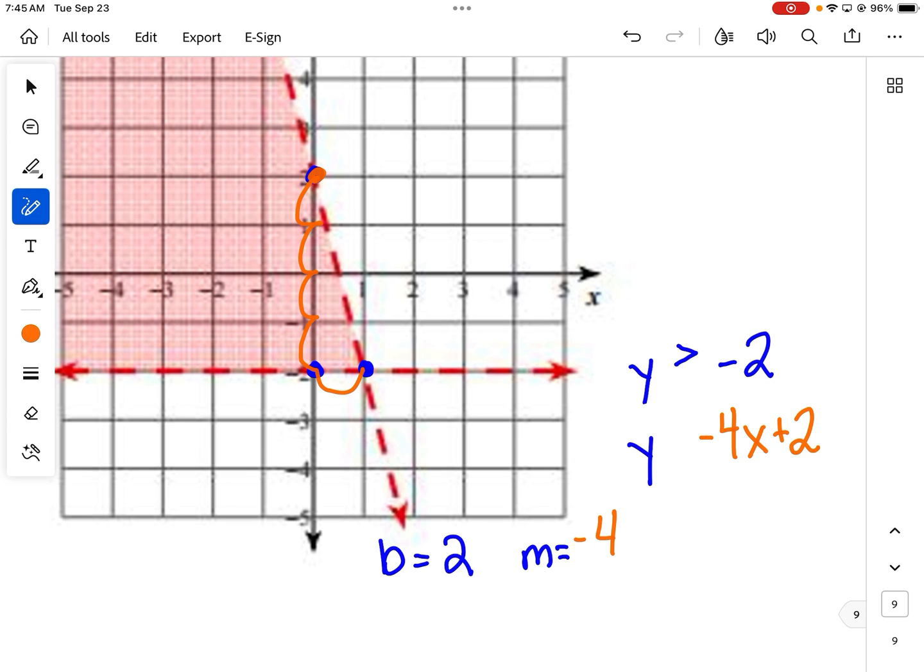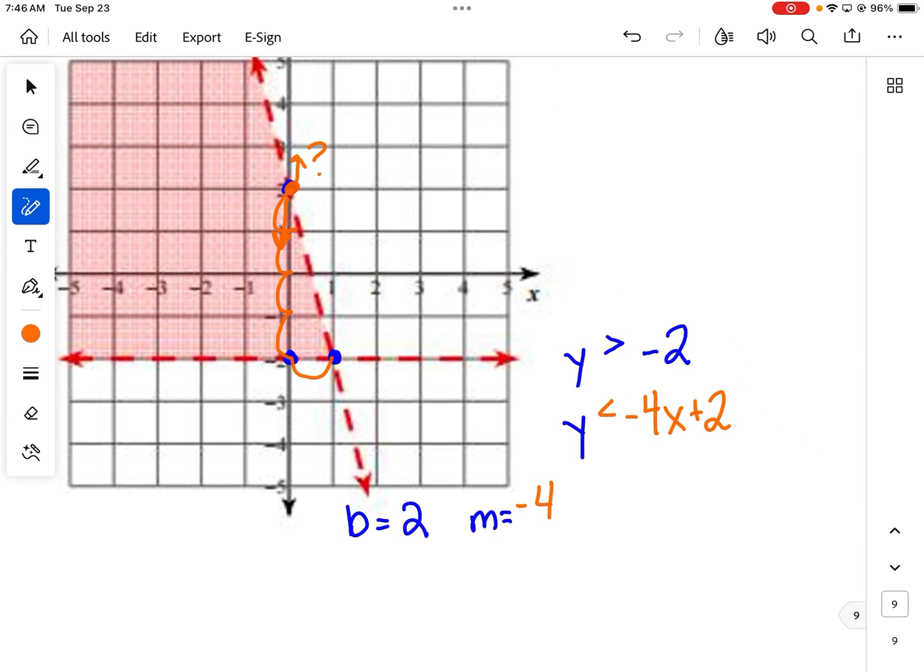So we got to know how it was shaded. So look at your y-intercept. Did it shade above it or below it? Is there any shading up here? No. So it's shaded below. So it's less than. It's not or equal to, it's just less than.